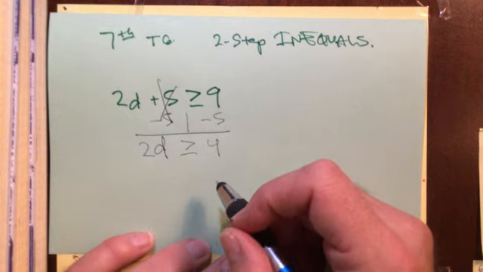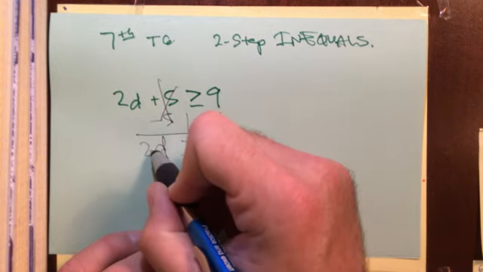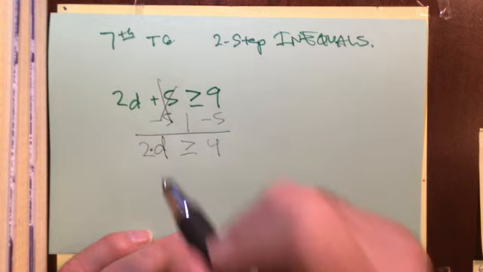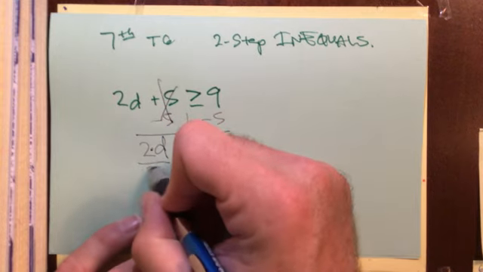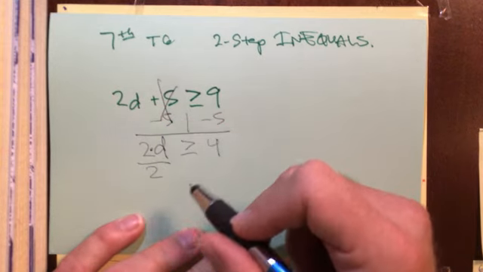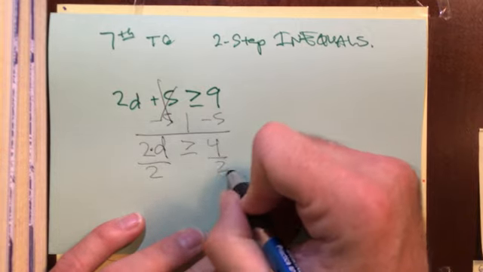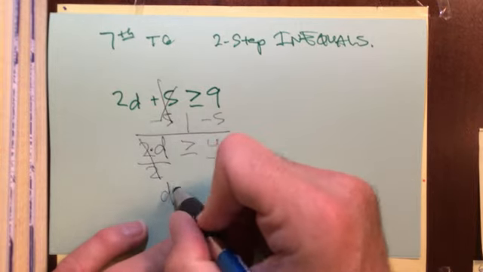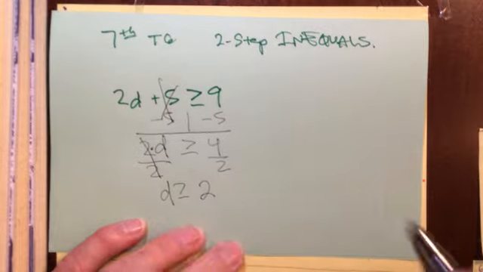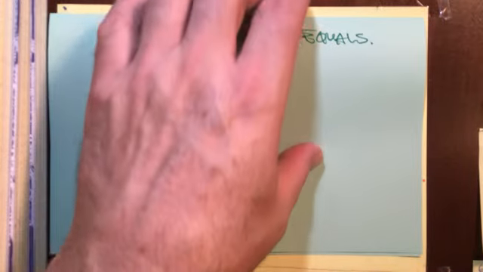Hey, it's a 4 over here. Hey, no, you were yesterday. You're done. All right, so now this is 2 times d. How do I get rid of times d? I do the opposite. I divide both sides by 2. So there you go. And we have d is greater than or equal to 2. All right? Okay, next one.